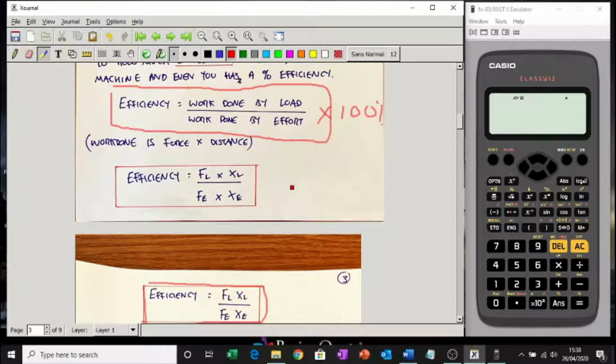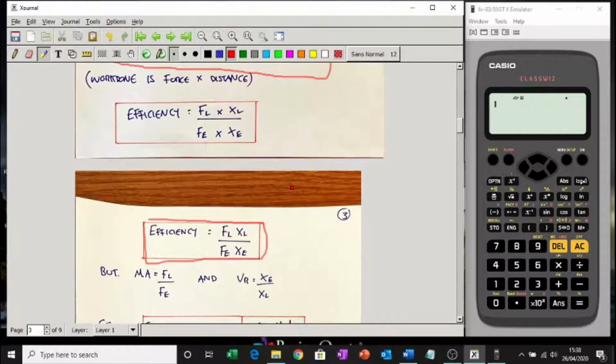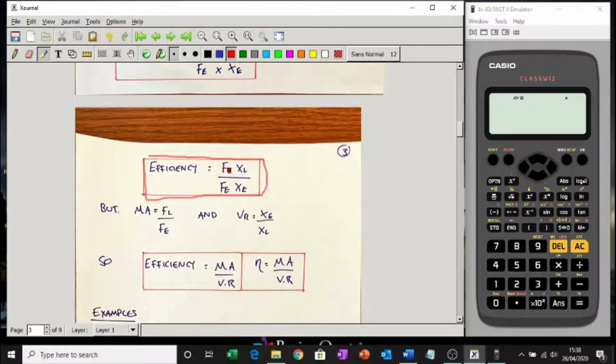You're never going to get 100% efficiency because we lose things: heat, light, friction. So efficiency is force times distance, but we also know that FL over FE is MA, and XE over XL is velocity ratio. Now, efficiency we can do as MA over VR, because that is over that and that is over that, but VR is XE over XL, so to put it in here, we'll just invert it. So efficiency can be worked out by mechanical advantage and velocity ratio.